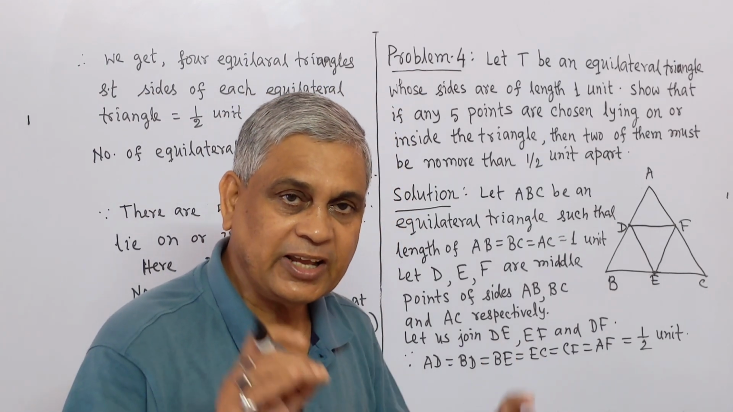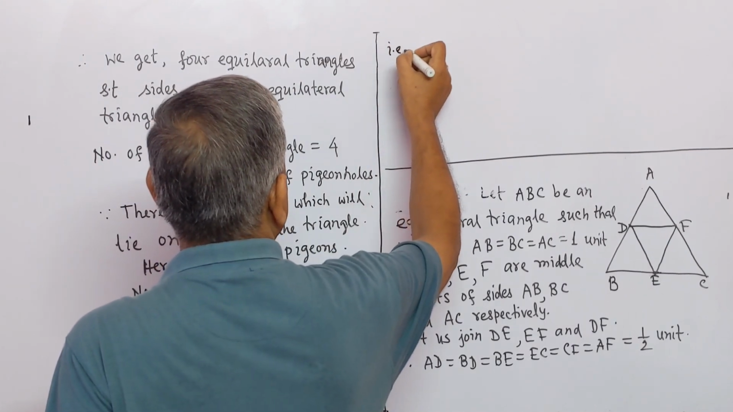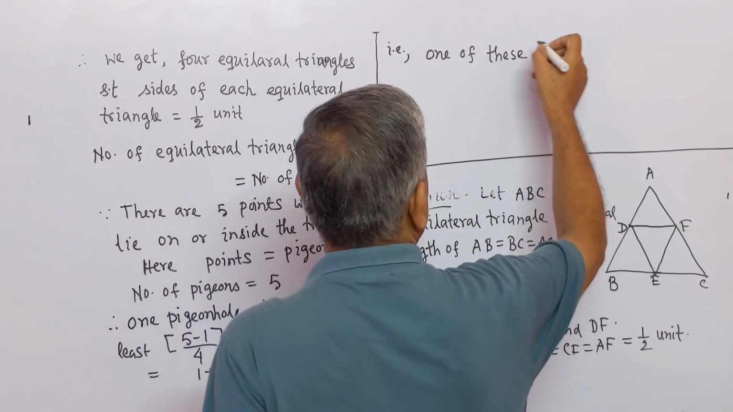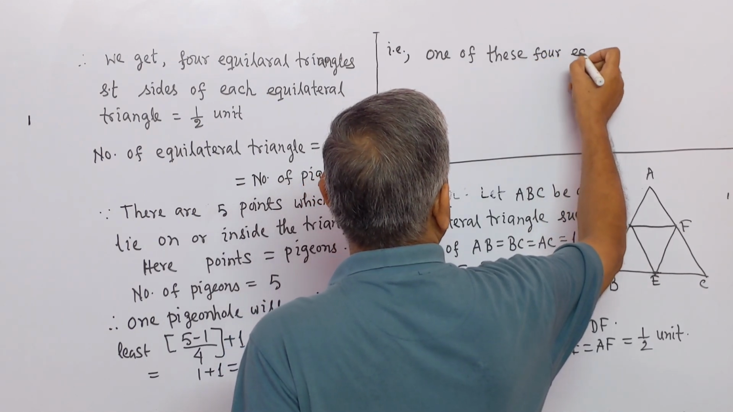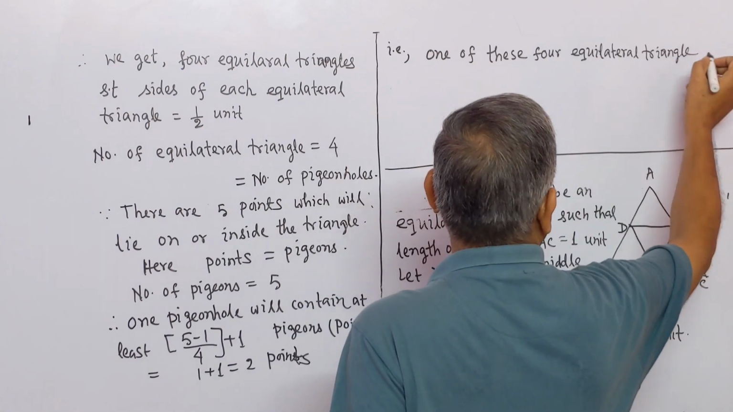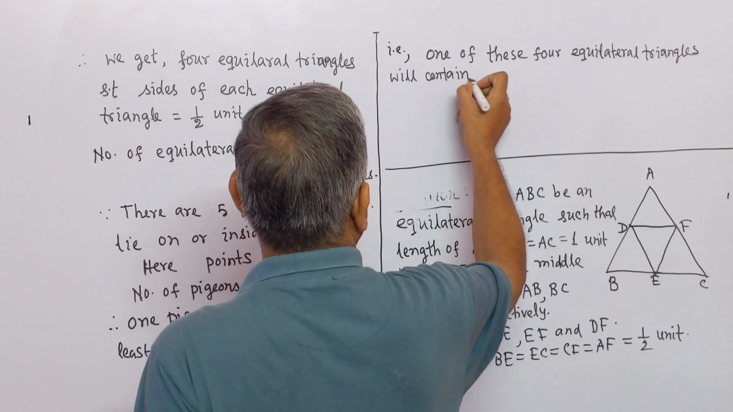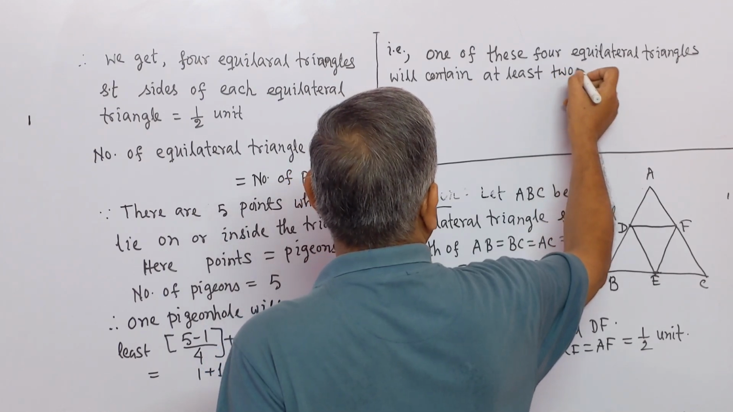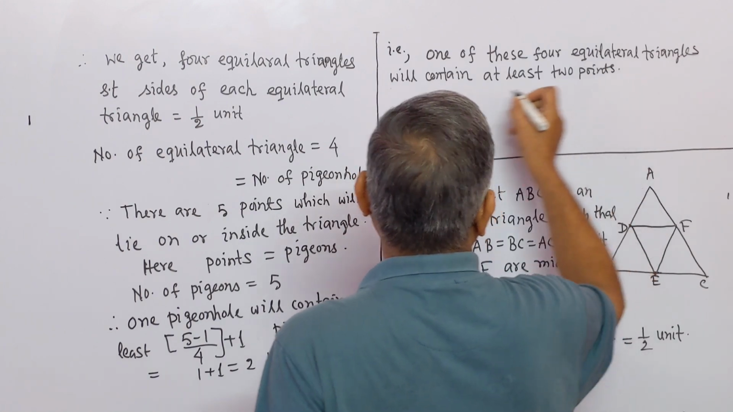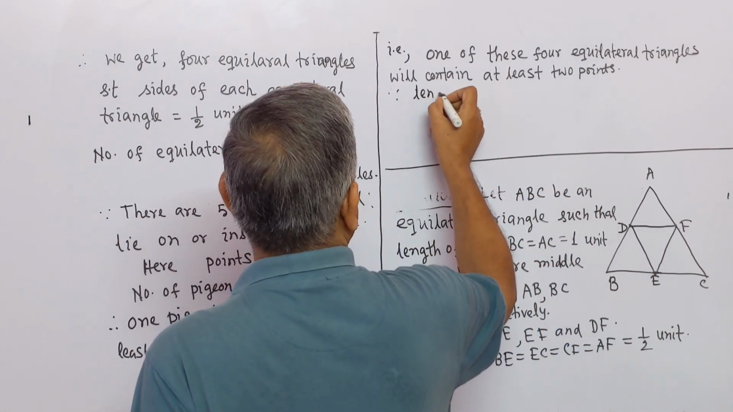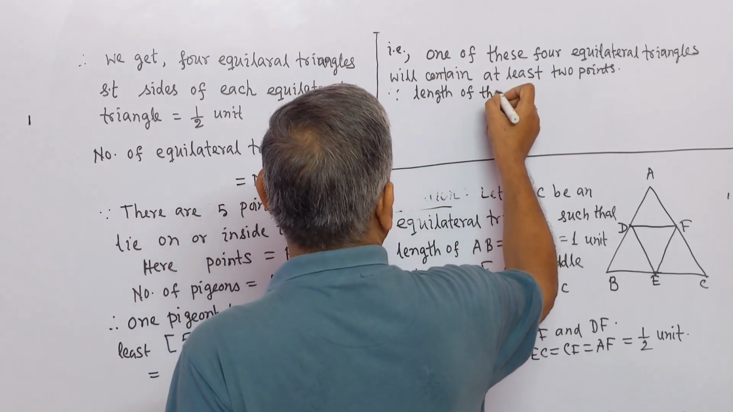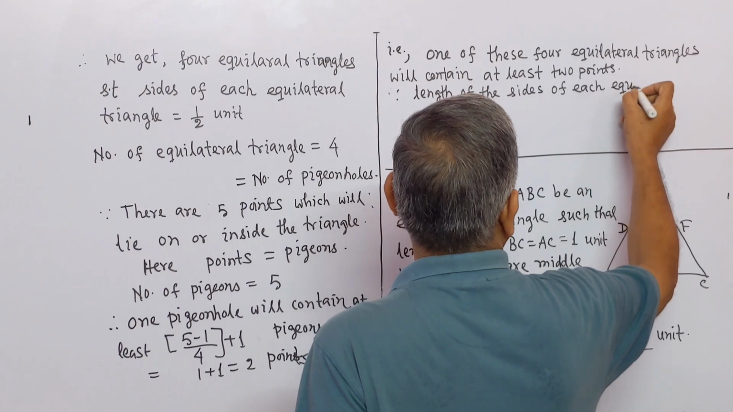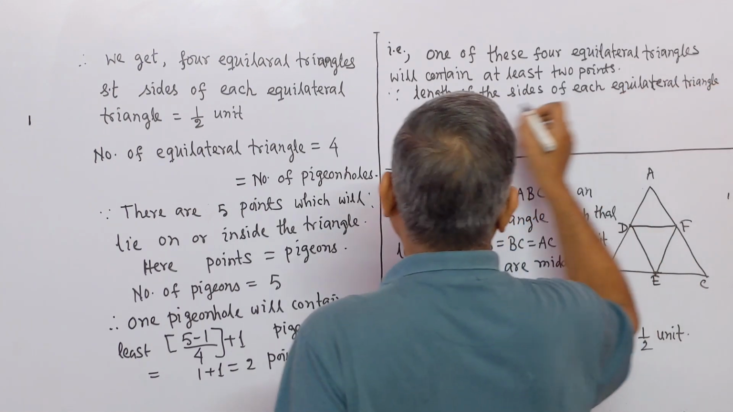Distance between these 2 points must be less than half. That is, one of these 4 equilateral triangles will contain at least 2 points. Since length of the side of each equilateral triangle equal to half.